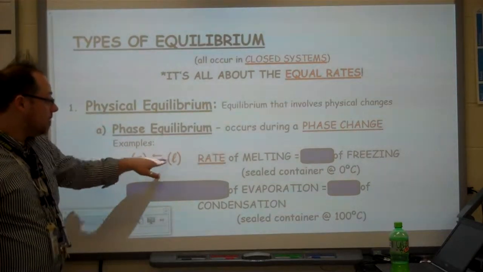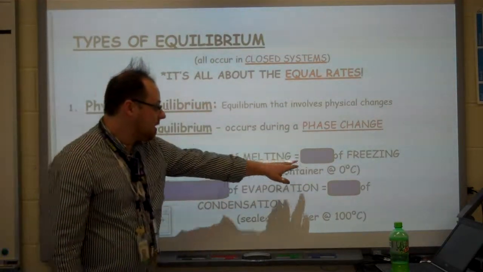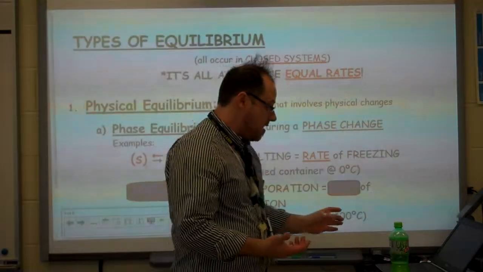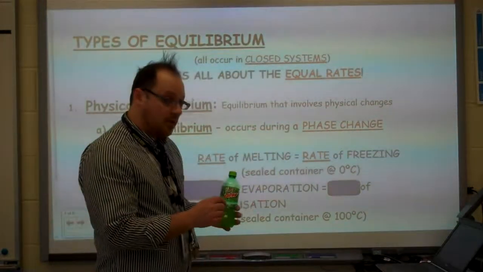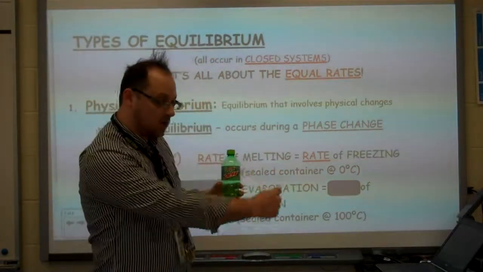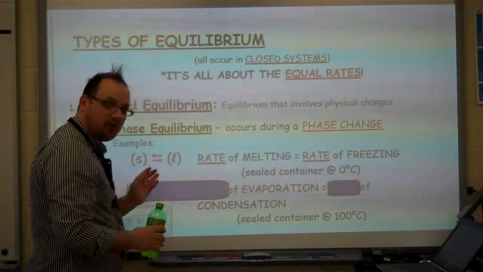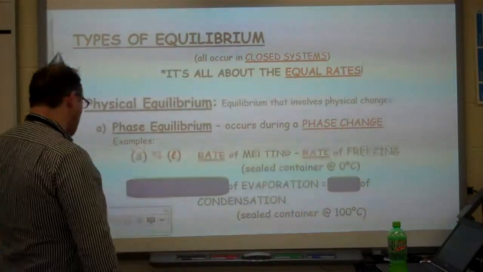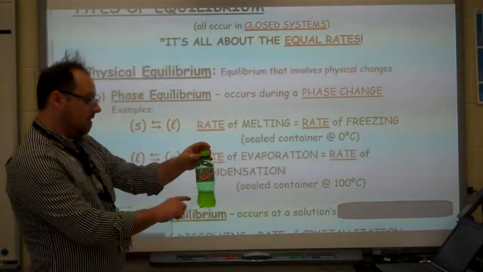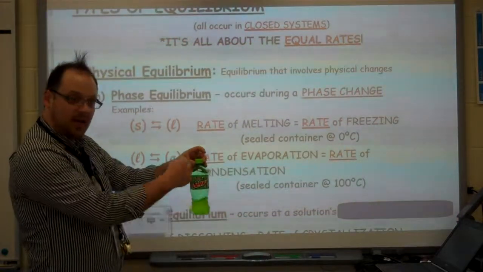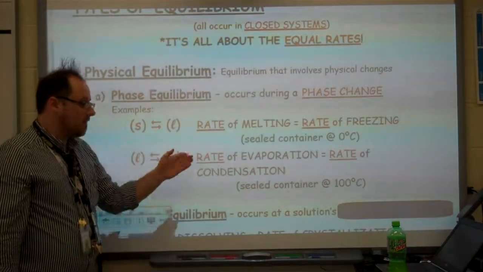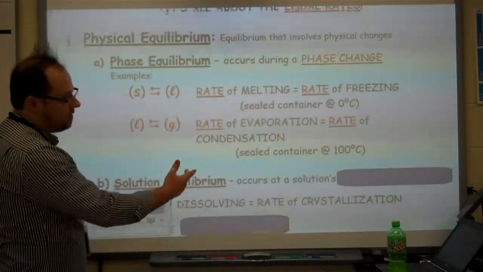Examples: solid moving back and forth with the liquid. The rate of melting is equal to the rate of freezing. Think about ice cubes in a drink at 0 degrees Celsius. For every molecule that freezes onto an ice cube, a molecule from the ice cube melts and turns into liquid. It just goes back and forth in a circular exchange. The other type is what I just said about condensation, where we have the liquid evaporating and condensing at the same time inside this closed system.